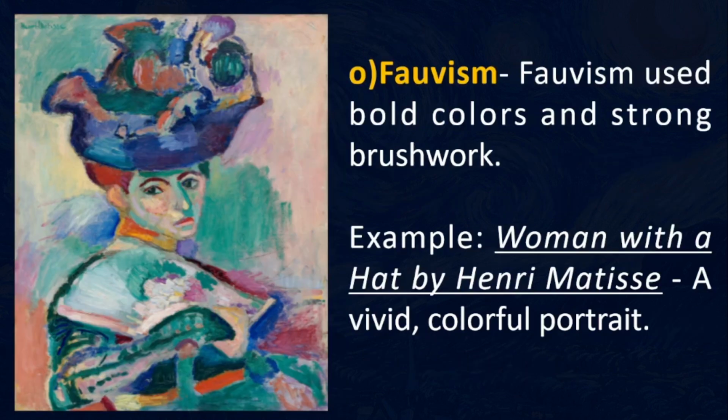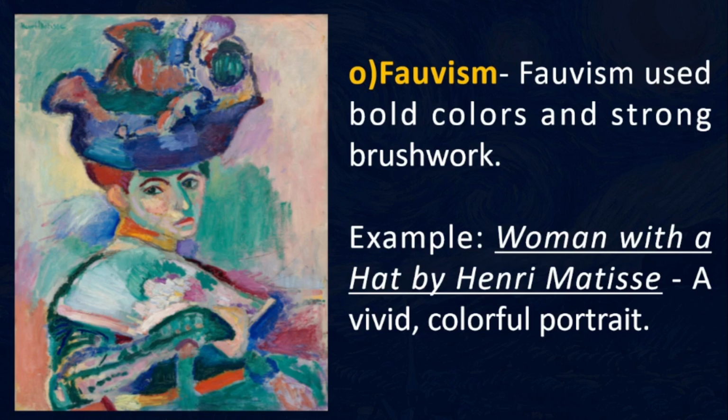Fauvism. Fauvism used bold colors and strong brushwork. Example: Woman with a Hat by Henri Matisse. This vivid portrait features exaggerated colors that defy naturalism, emphasizing emotional expression. The bold brushstrokes give the painting a dynamic, almost chaotic energy. It was a revolutionary departure from traditional portraiture.